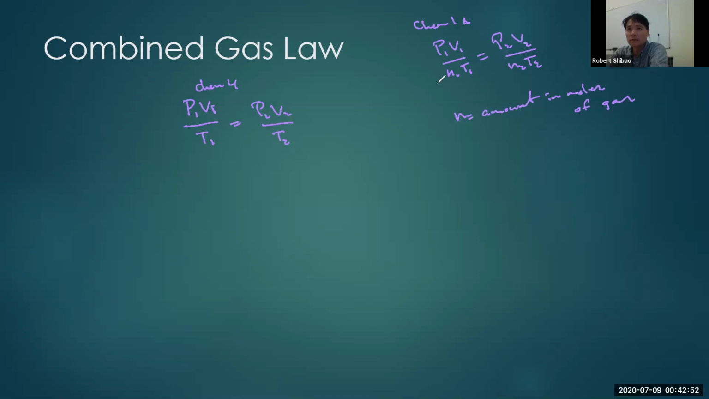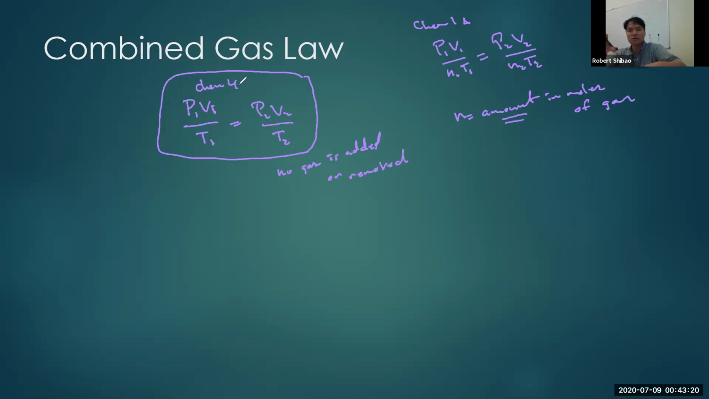And so for the number of moles, we use this equation, the Chem 4 version, if we do not add or remove gas. No gas is added or removed. We use this version here if we're going to bleed out some gas or force some more gas in. We change the amount of gas in this. The amount of gas doesn't stay. The only thing that changes is the pressure, the volume, and the temperature of that particular gas.